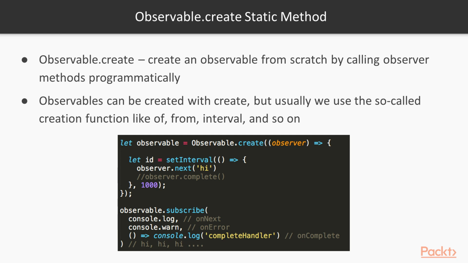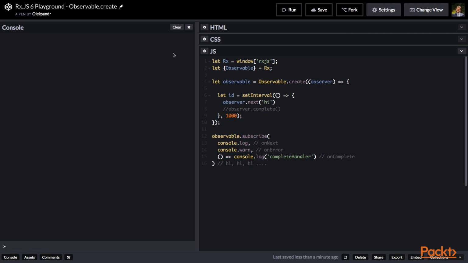Usually in our daily work, we will use creation functions. Let's try it in a CodePen. Here we emit values each second with set interval. You can see them in a console. To emit values, we call observer.next method.